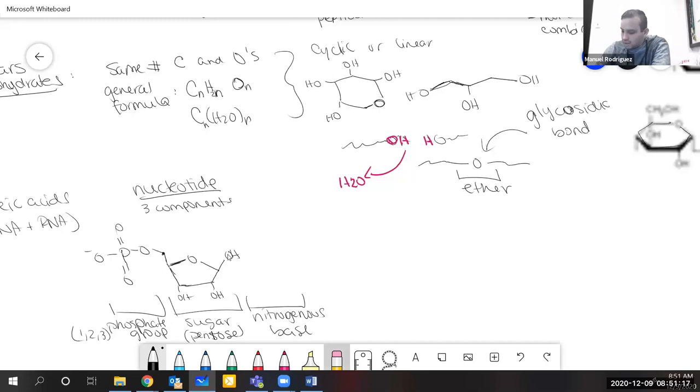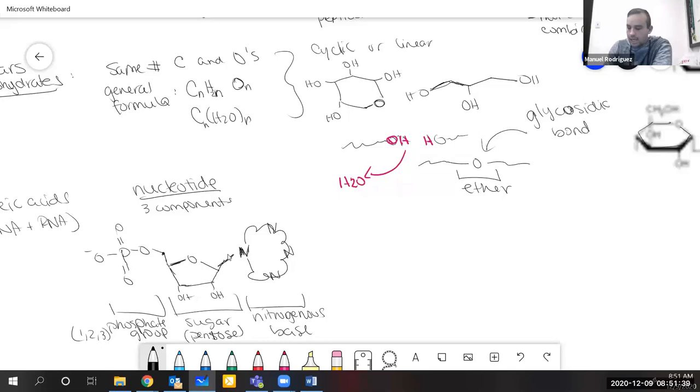Then this oxygen here leaves to form that N here. And I'm gonna just put a cloud with a bunch of N's because there are different ones and they're just molecules with a bunch of nitrogens. So this is how nucleotides for nucleic acids look.